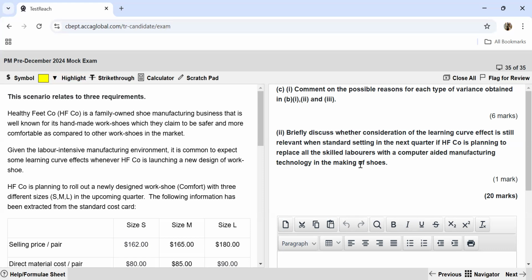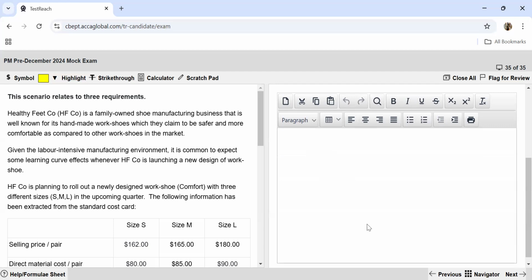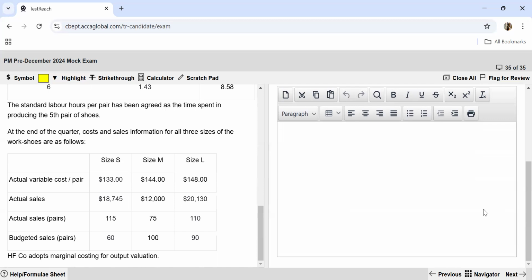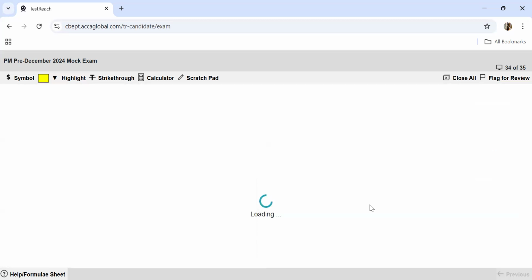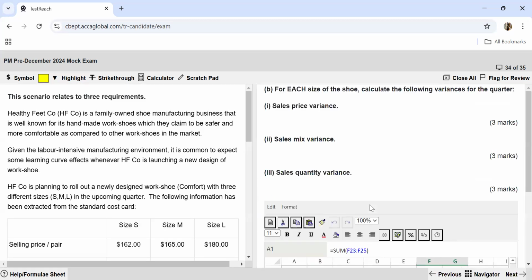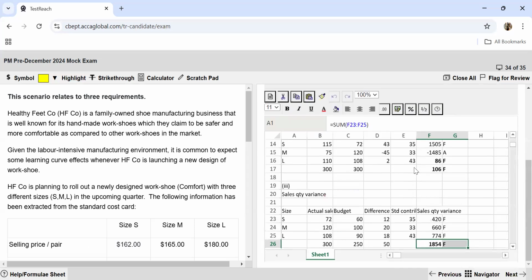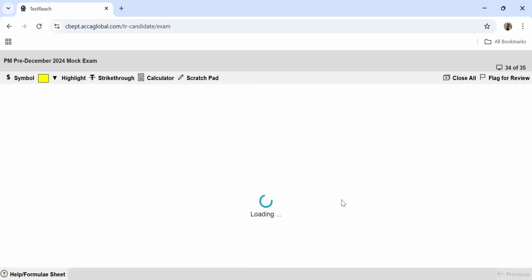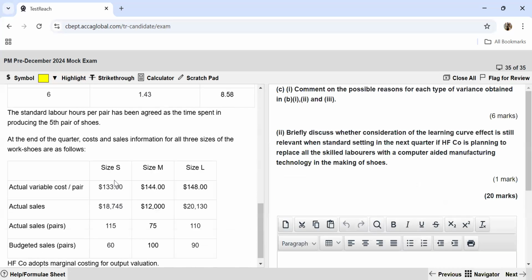Now let's have a look at it. First, let's address the possible reasons why each of these variances have occurred. Let's quickly go back and see what were the final answers of the variances that we were getting. Firstly, we'll discuss variance wise. So we'll first discuss the sales price variance. For the price variance, you see, it is favorable for small size and the large size. Medium size is adverse. Let's have a look here and see what are the possible reasons.